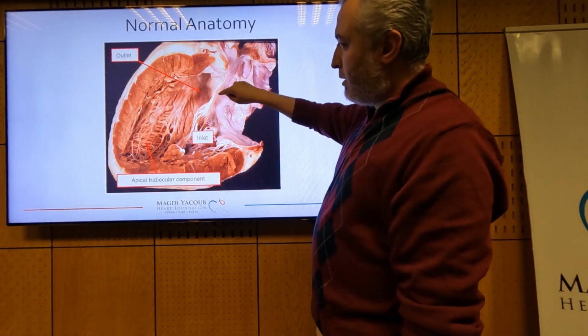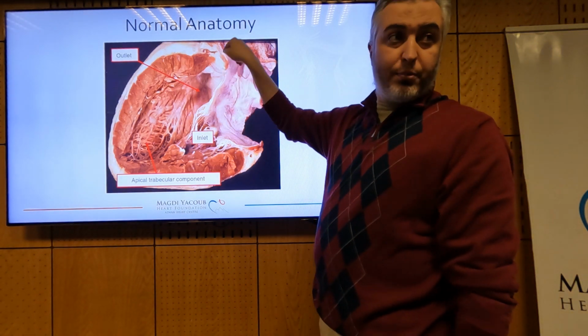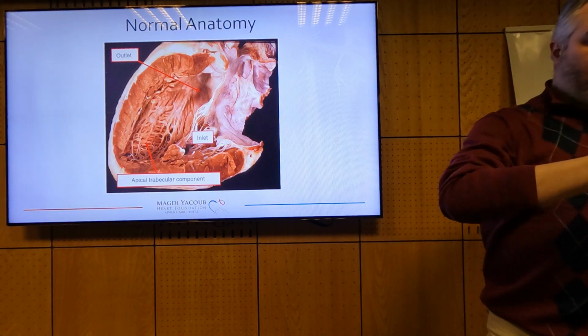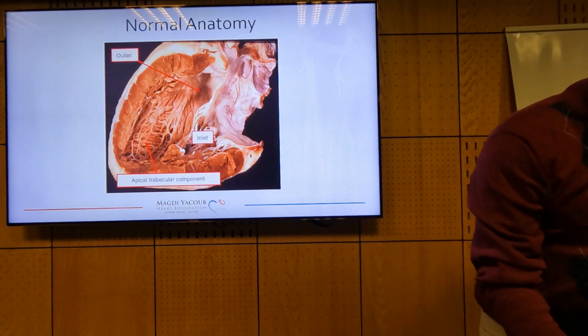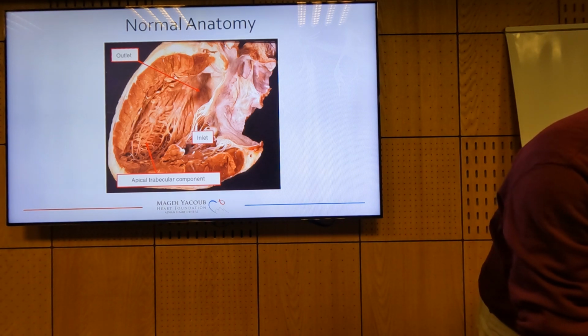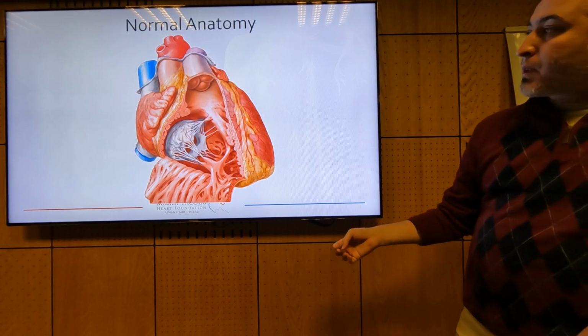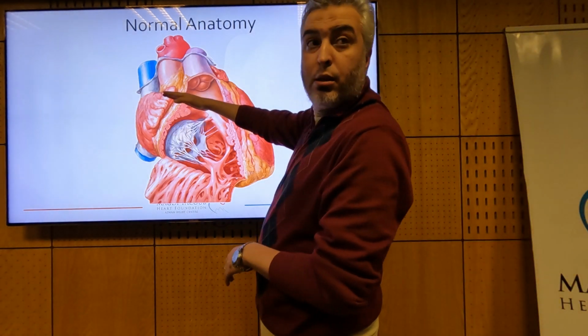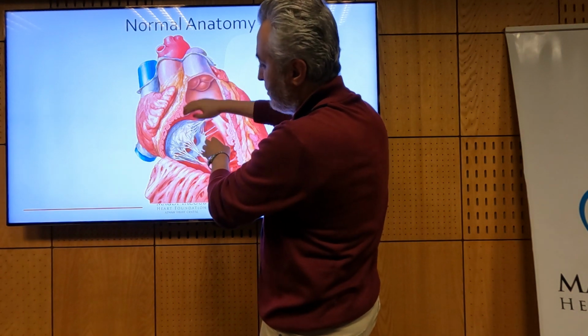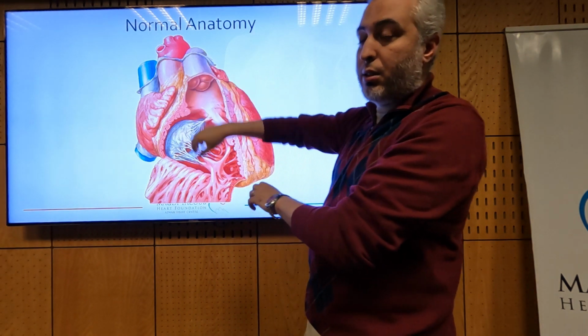There's a continuity between the mitral valve and the aortic valve, which is not there between the tricuspid and the pulmonary. So there's a big gap between the tricuspid and pulmonary, where actually the LVOT would be here, separating between them at the back, behind that septum, between the tricuspid valve and pulmonary valve.